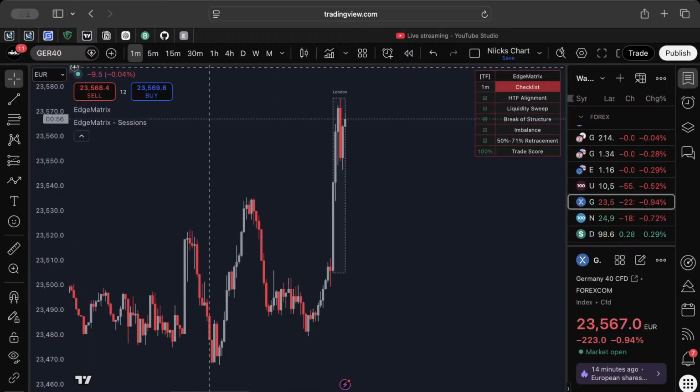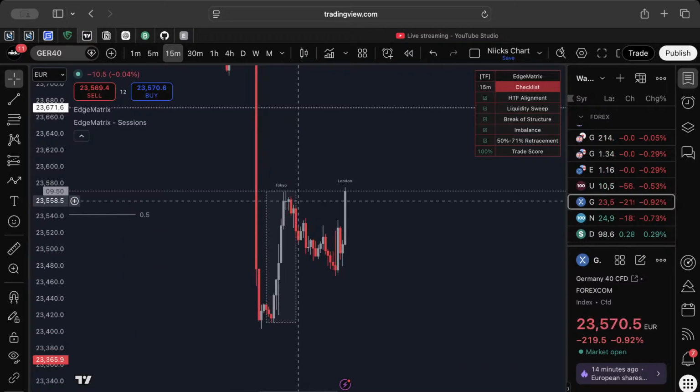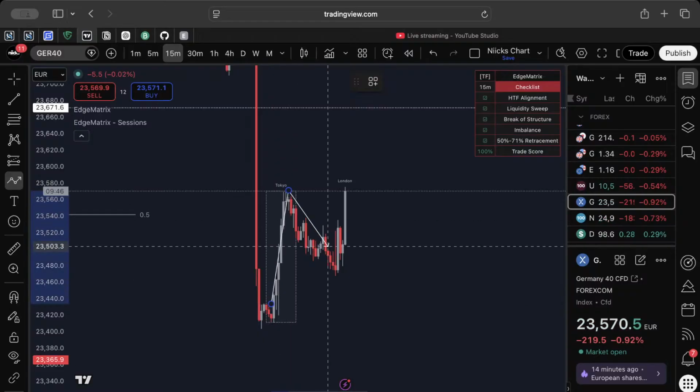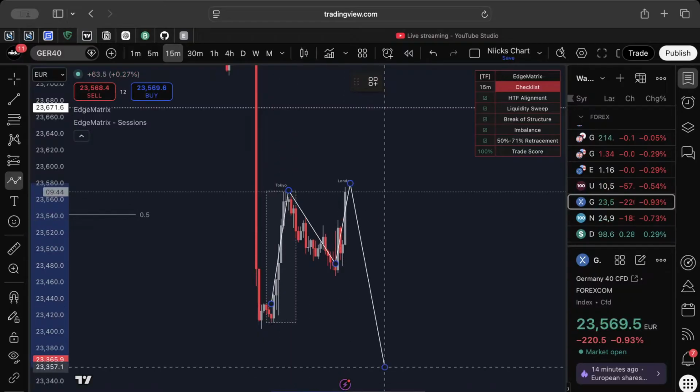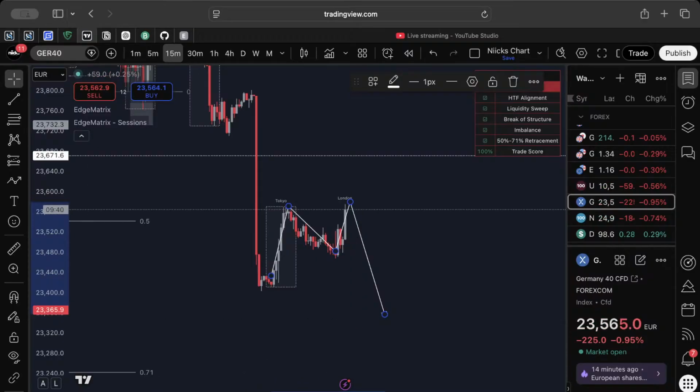DAX is still ripping. Again, buys do look good. The structure could have been better. We just straight shot down. No real structure was built, so this could just be a fake out to then send prices lower and continue to overall expand this range. There's a chance of that.